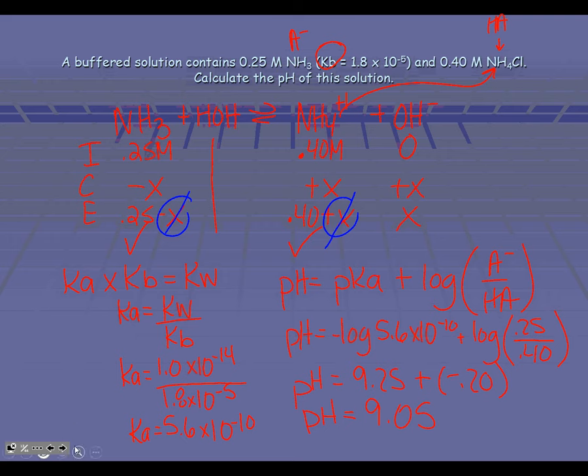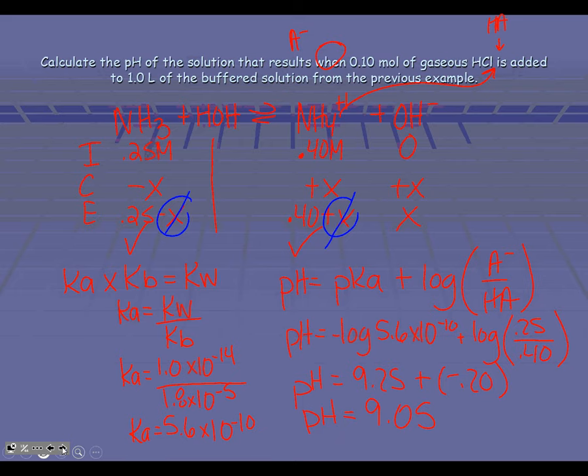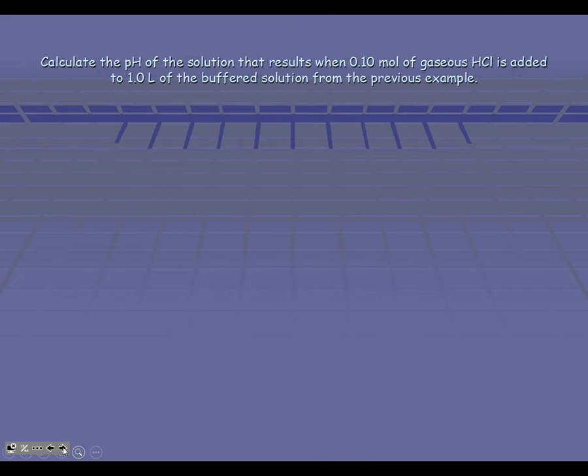So let's combine everything we've learned so far. Let's take a buffer and let's disturb the buffer with something. So we want to calculate the pH of the solution that results when 0.1 moles of gaseous hydrochloric acid is added to 1 liter of the buffered solution from the previous example. So we're going to work with that buffer that we just worked with, the ammonia buffer. So let me write that up there so we know what we're working with.